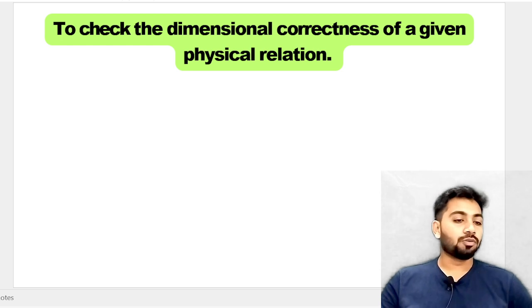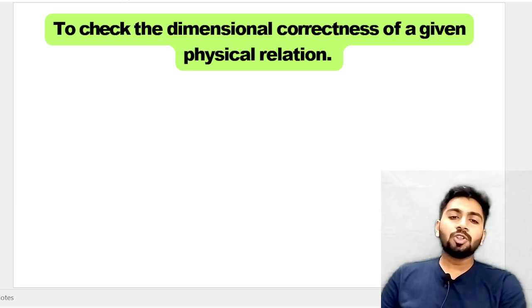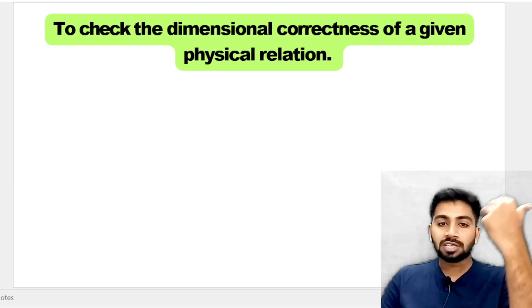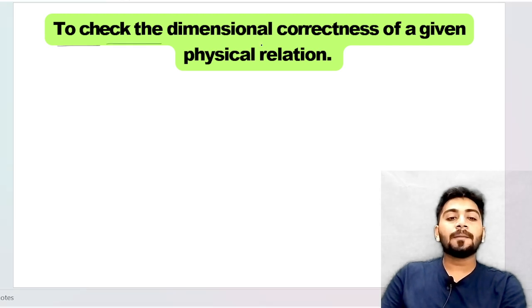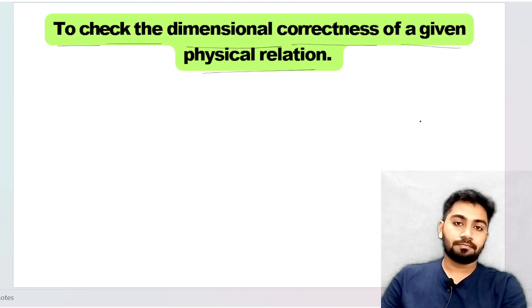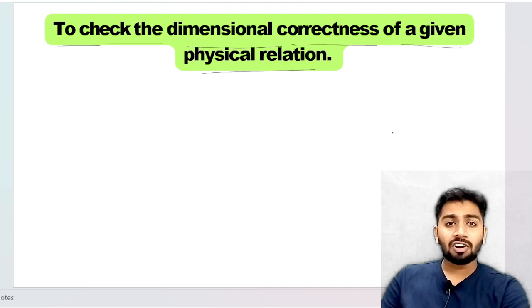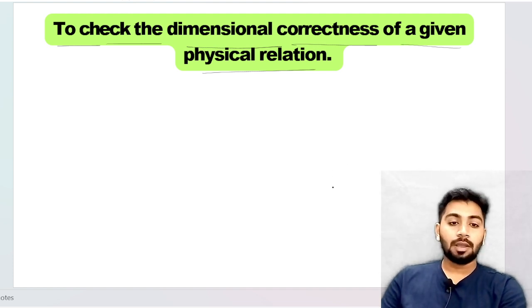Understood, bro. Super. Now, to check dimensional correctness of a physical quantity. With the help of dimensions, you can even derive some formulas, and you can check whether it is right or not. How to check? Here comes your new topic: to check dimensional correctness of a given physical relationship. You have derived one formula. Whether it is right or wrong, you can say by using dimensions. I will tell you how, don't worry.